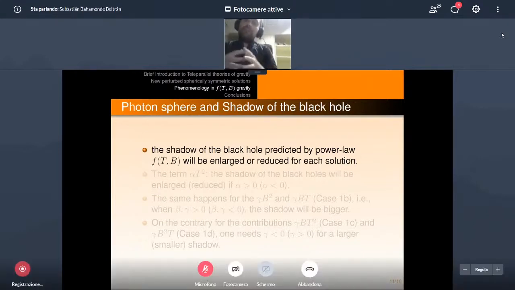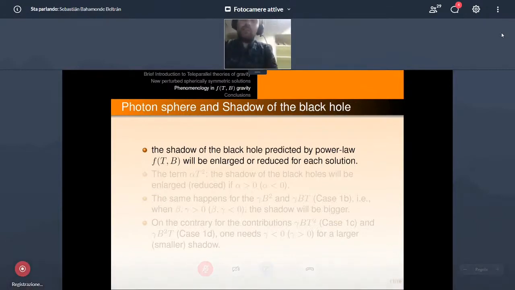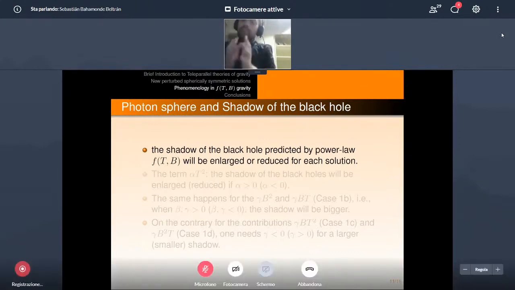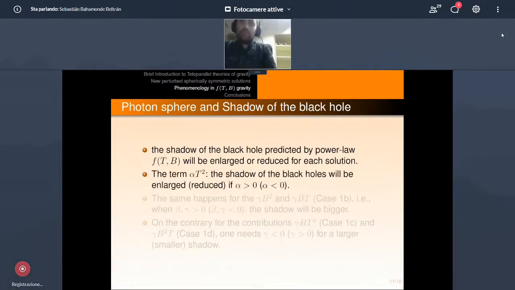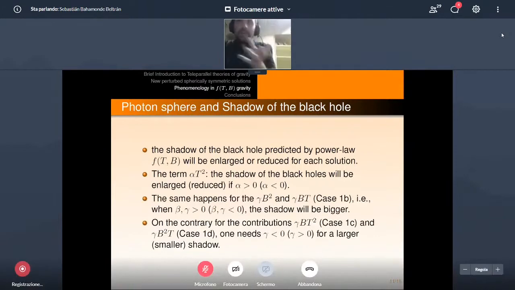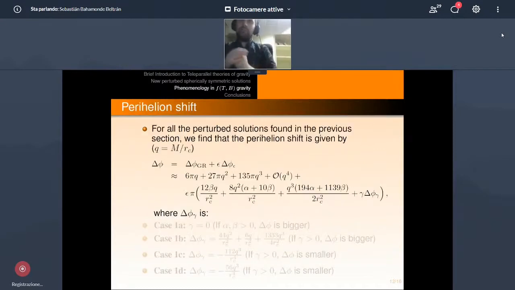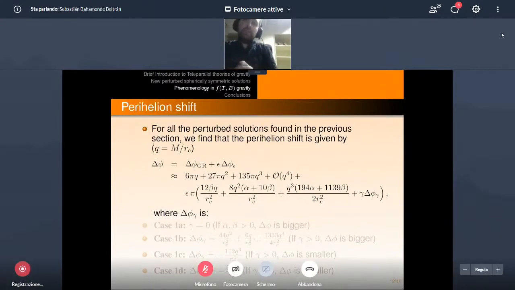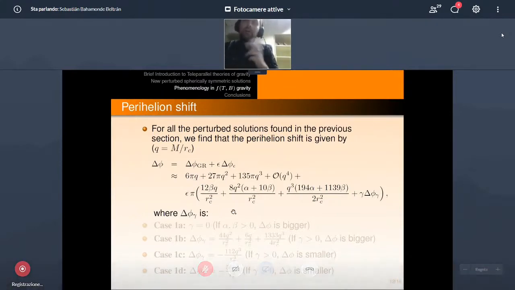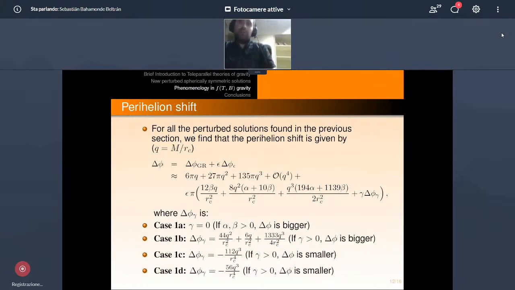So in our paper, we do some kind of phenomenology related to this. You can go to the paper because I don't have enough time. But we took these spherically symmetric perturbed solutions and we analyzed different phenomenology. One thing that we analyzed was the photon sphere and the shadow. In 10 minutes it's difficult to explain all of this, but depending on the model, we have larger or smaller shadows of the black hole. And also we computed the perihelion shift. So we have the standard form from GR plus the correction. Then depending on the value of this parameter, we have bigger or smaller values of the perihelion shift.